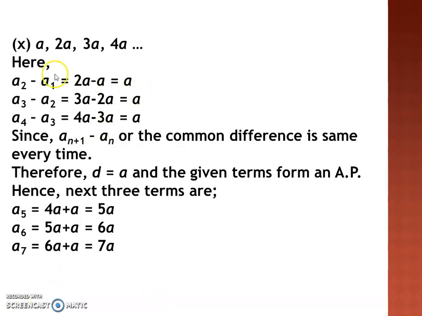So this one also, A, 2A, 3A, common difference is same, that is A. So with the help of that you can write the next three terms: 5A, 6A, 7A.